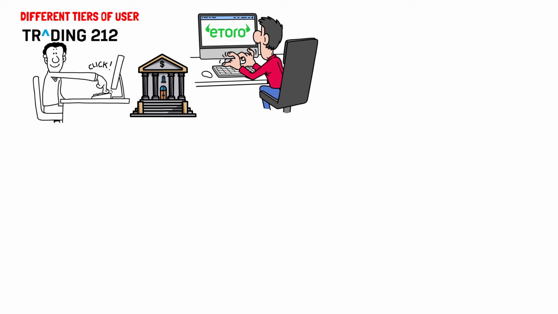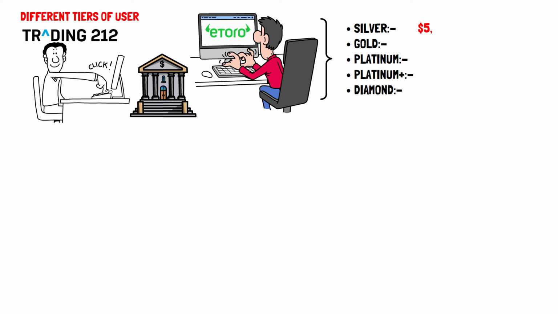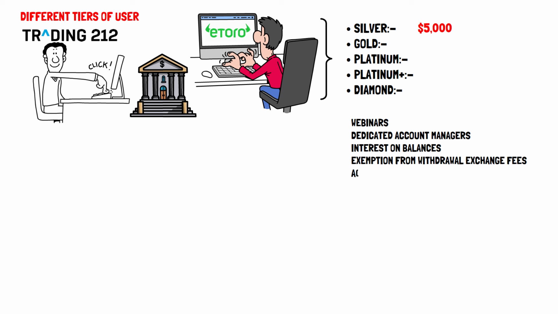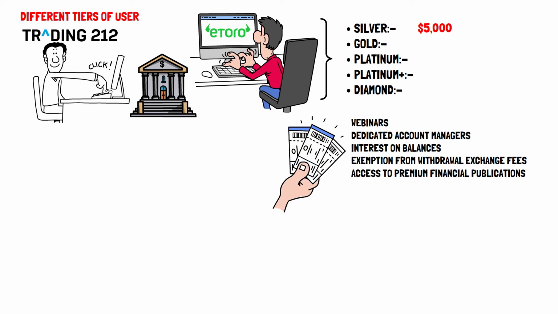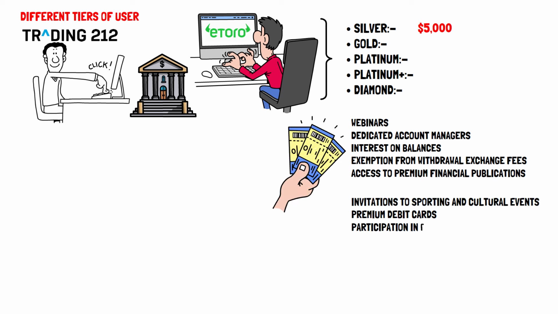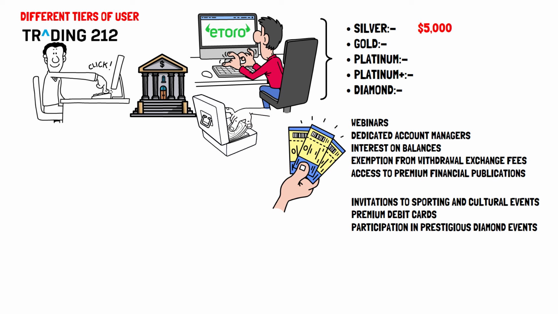The eToro Club is a loyalty program for clients offering 5 membership tiers: Silver, Gold, Platinum, Platinum Plus, and Diamond, based on a minimum tier balance of $5,000. Each tier provides increasingly valuable benefits such as access to webinars, dedicated account managers, interest on balances, exemption from withdrawal and exchange fees, and access to premium financial publications. Higher tiers offer exclusive perks like invitations to sporting and cultural events, premium debit cards, and participation in prestigious Diamond events. Membership is automatically granted based on the client's tier balance, enhancing their trading experience with tailored services and tools.